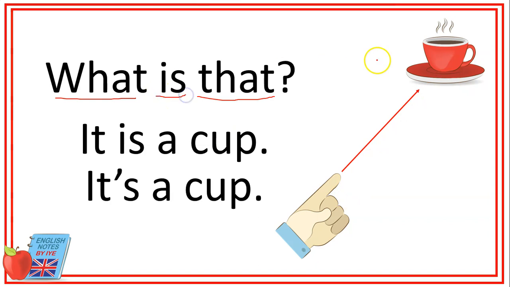Utilizamos el verbo to be is porque el objeto es singular. Y recuerden que cuando hacemos preguntas, el verbo to be va siempre antes del sujeto, que en este caso es that. Y recuerden que this, that, these, and those se usan solamente para identificar el objeto. Una vez que el objeto está identificado, cambiamos la palabra that o this por el pronombre it. Y respondemos, it is a cup o it's a cup. Nuevamente, ambas oraciones son correctas, pero en este caso estaremos utilizando la contracción, ¿ok?